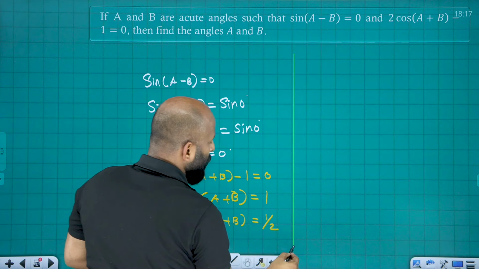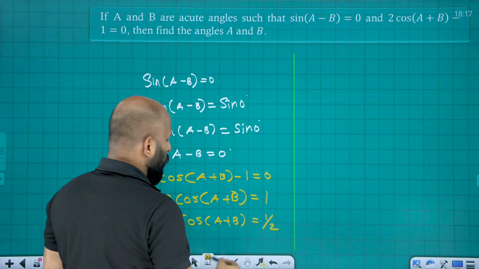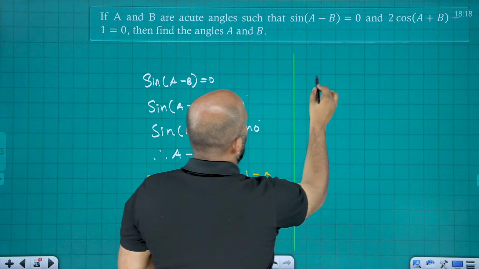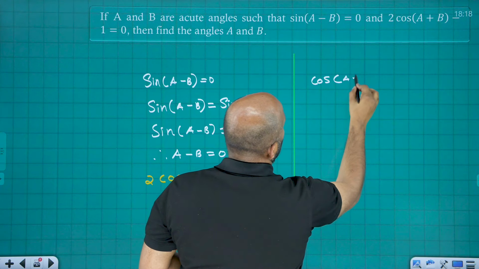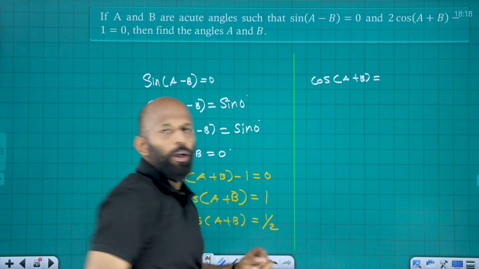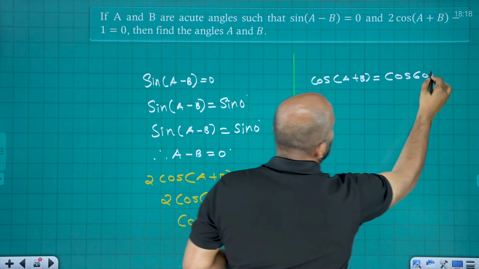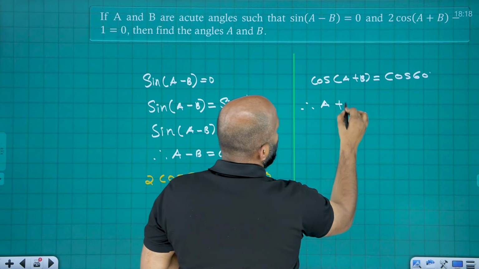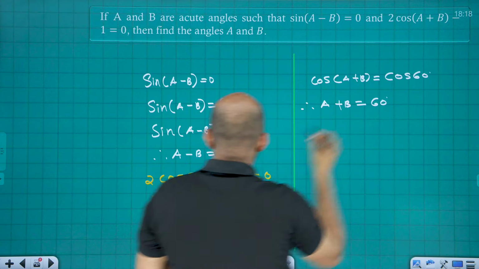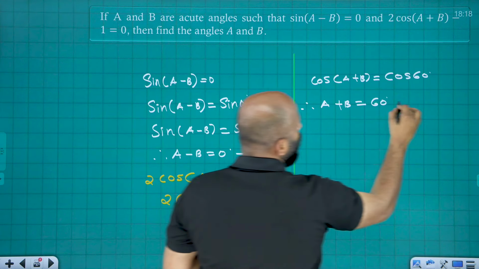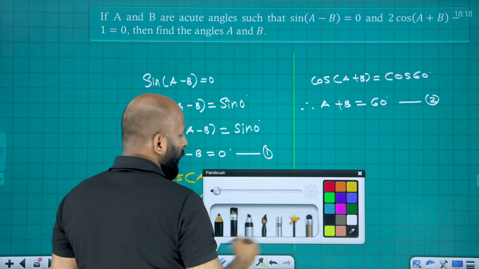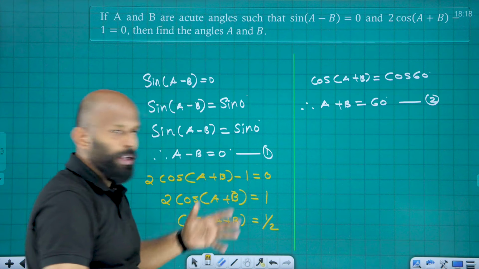Now, in which angle does cos give 1 by 2? Cos 60 is 1 by 2. Therefore, A plus B is equal to 60 degree. Now, this will be equation number 1, and this will be equation number 2. I will write both equations once again.